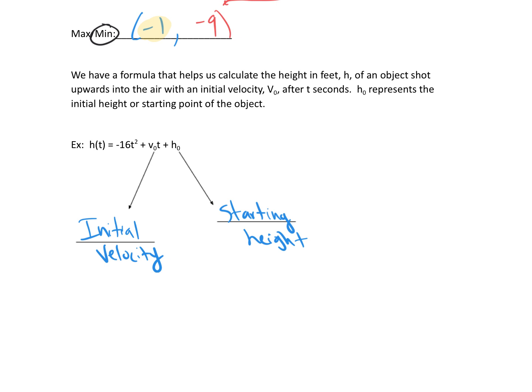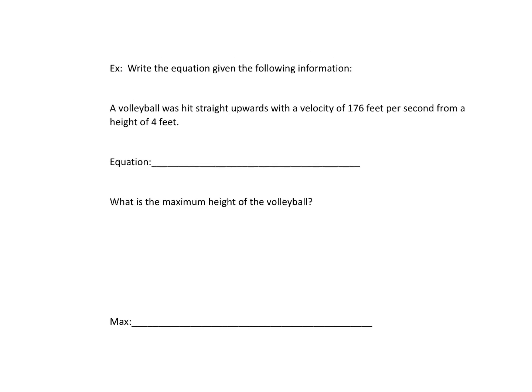So if we flip to the next page, it's asking us to write the equation given the following information. It says a volleyball was hit straight upwards with a velocity of 176 feet per second from a height of 4 feet. So for each of these, there's our initial velocity and here's our starting height. We're going to plug both of those into that equation.